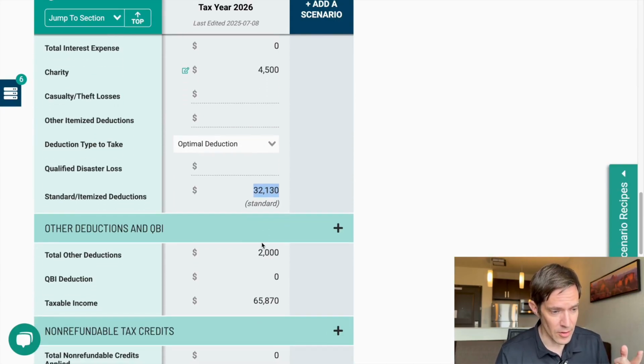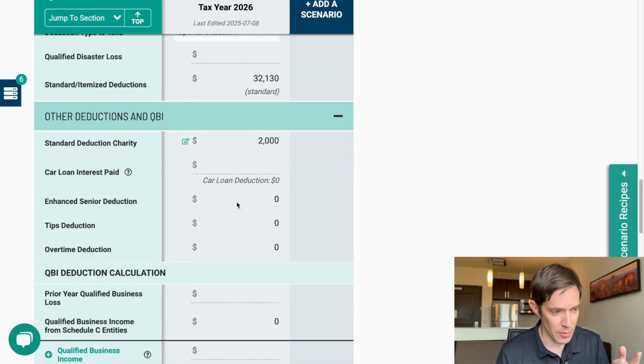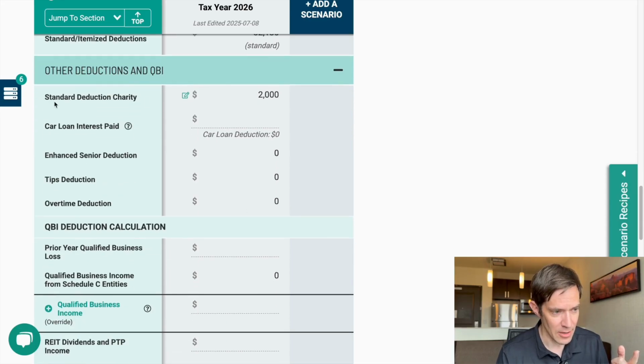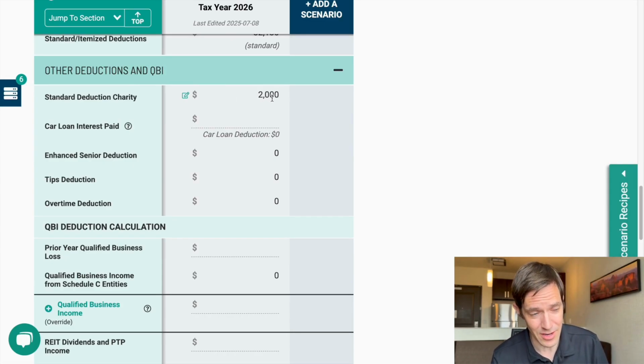You can see, though, on this new field we have below, we put it down by QBI, we have this new line called standard deduction charity. And so what you get is basically for joint filers, you get $2,000 of a deduction. For anybody else, you get a $1,000 deduction. There's no phase outs or anything like that. You can take this just as long as you take the standard deduction.